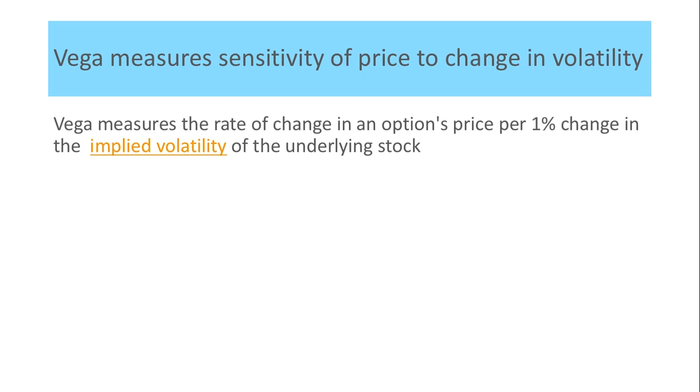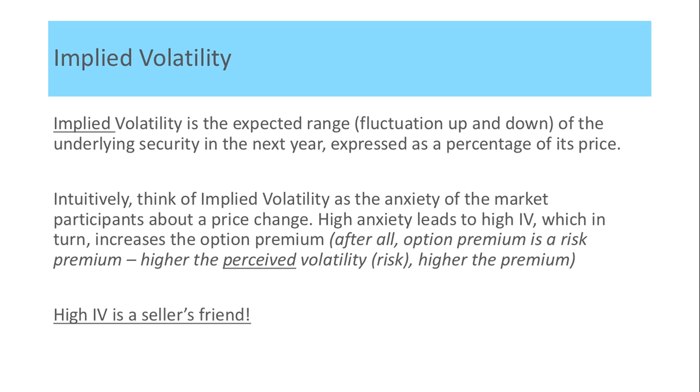Theta and Vega are two extremely critical parameters in an option price. And Vega here measures the sensitivity of price to change in volatility. Very specifically, it measures the rate of change in an option's price per unit change in the implied volatility of the underlying security. And implied volatility is the expected change in the price of the underlying security in the next 1 year.